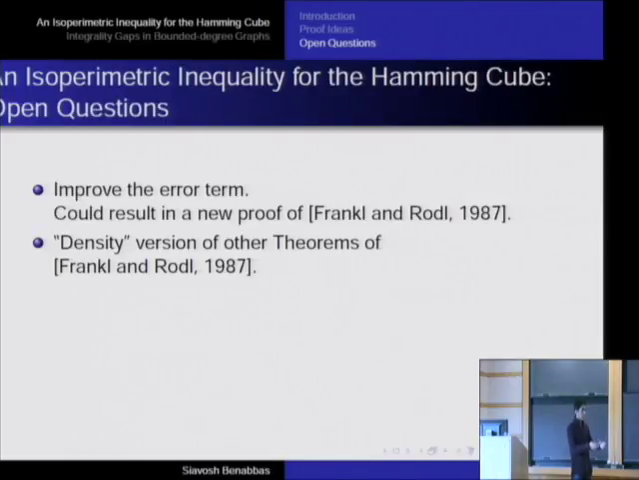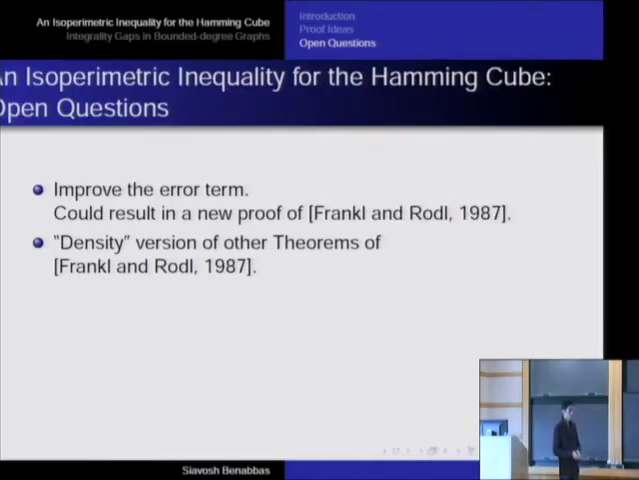Now, as it turns out, most of these theorems that Frankl and Rodl studied in their original paper reduce to each other pretty easily, but their density versions don't reduce to each other, because in these reductions you lose a polynomial factor in the density of the set. So it seems that you need a direct proof.